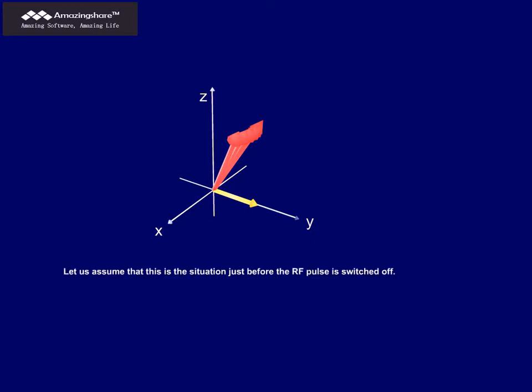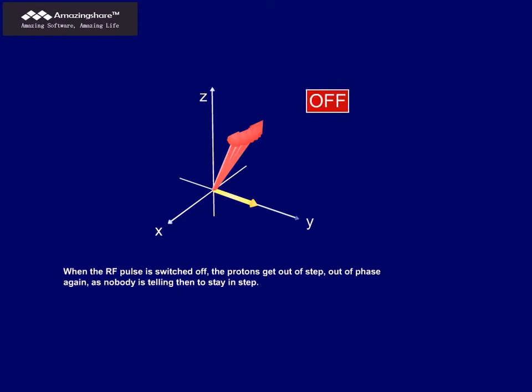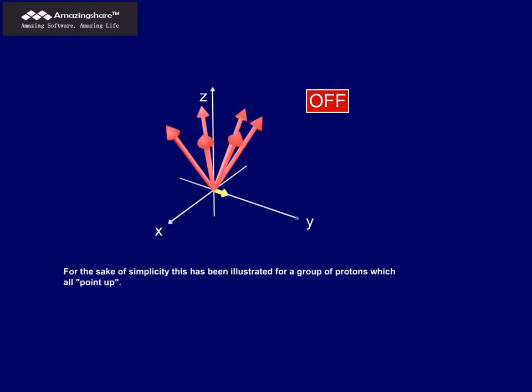Let us assume that this is the situation just before the RF pulse is switched off. When the RF pulse is switched off, the protons get out of step, out of phase again, as nobody is telling them to stay in step. For the sake of simplicity, this has been illustrated for a group of protons which all point up.